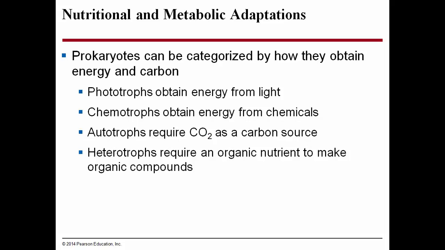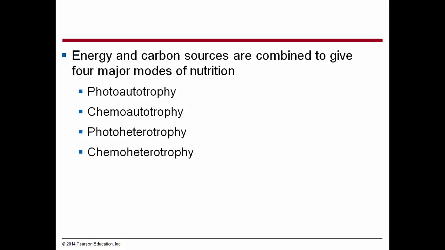Nutritional and metabolic adaptations. Prokaryotes can be categorized by how they obtain energy and carbon. Phototrophs obtain energy from light. Chemoautotrophs obtain energy from chemicals. Autotrophs require CO2 as a carbon source. And heterotrophs require an organic nutrient to make organic compounds. Energy and carbon sources are combined to give four major modes of nutrition: photoautotrophy, chemoautotrophy, photoheterotrophy, and chemoheterotrophy.